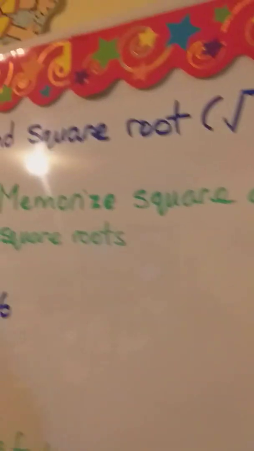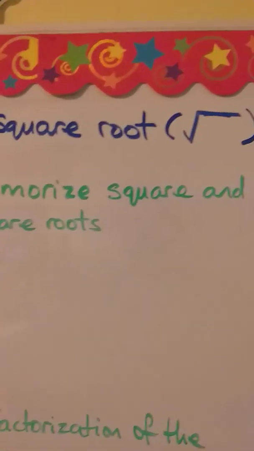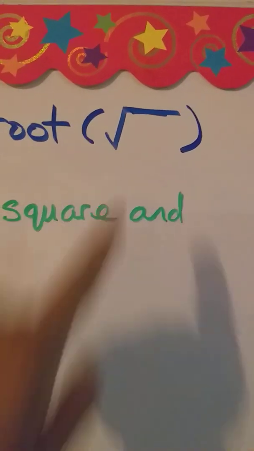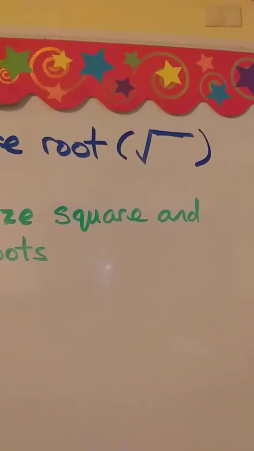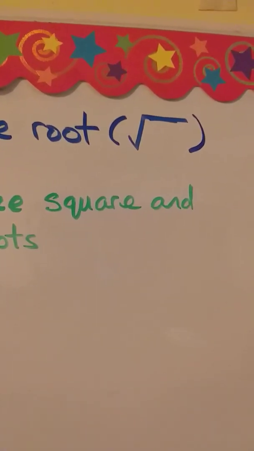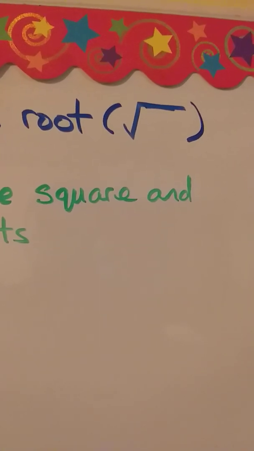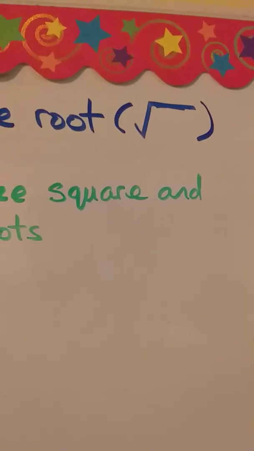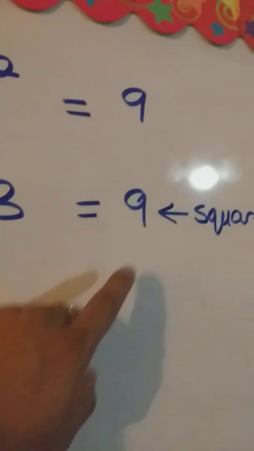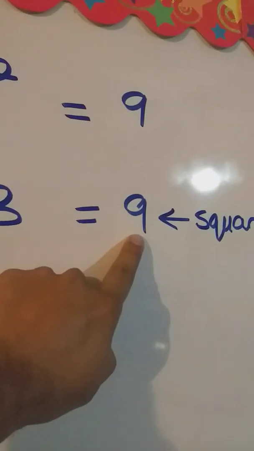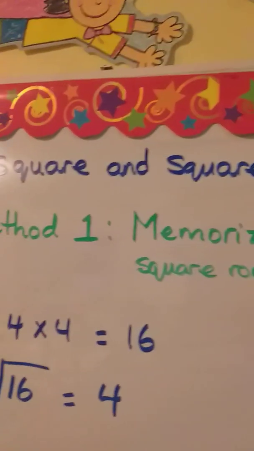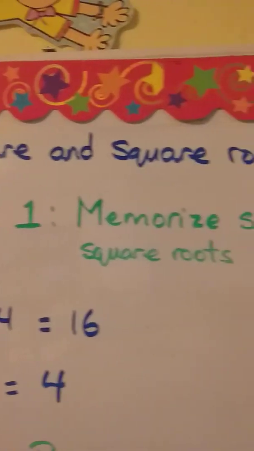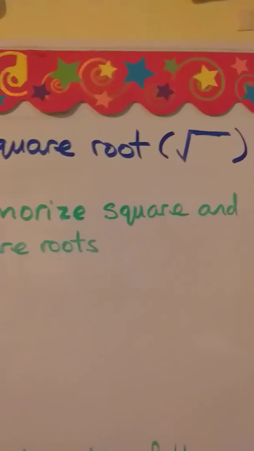Today we are going to learn about the square root, and this is the symbol here for square root. What is square root? Basically, square root is finding the original number that was multiplied by itself to give us that square number. Remember earlier I said 9 is a square number. So if I wanted to find out what is the square root of 9, there are 2 methods we could use. Method number 1 is to memorize squares and square roots.